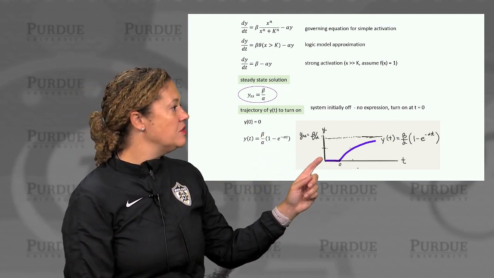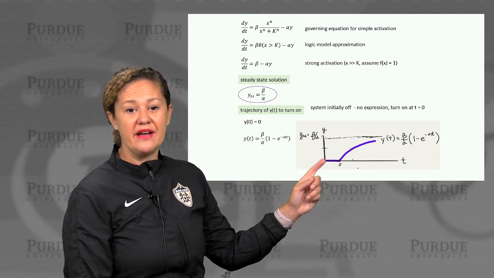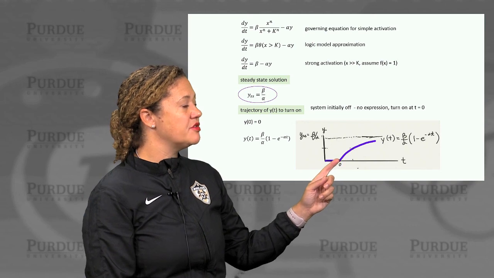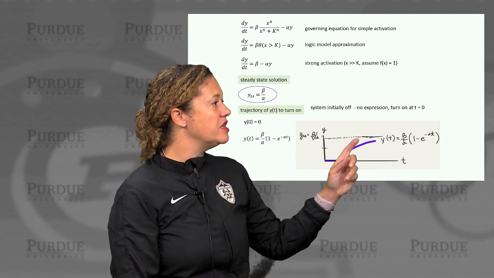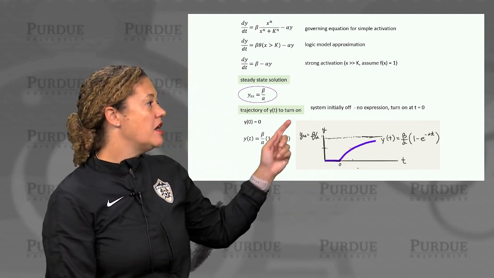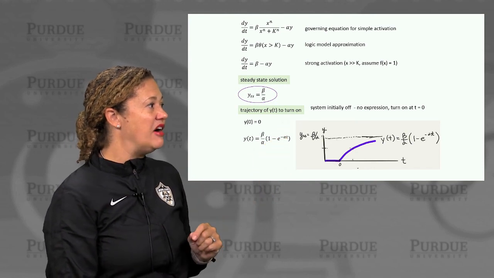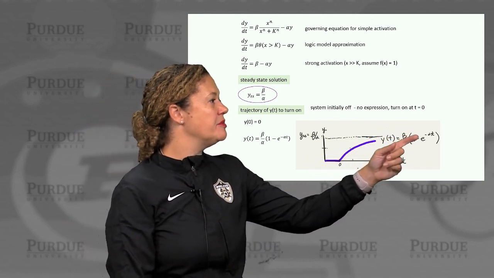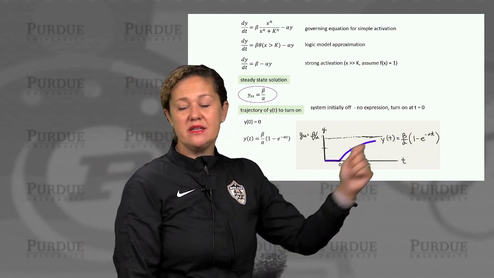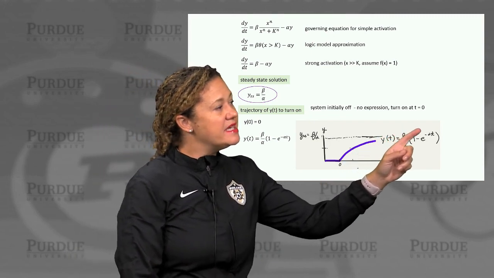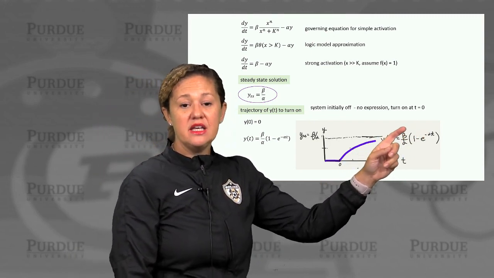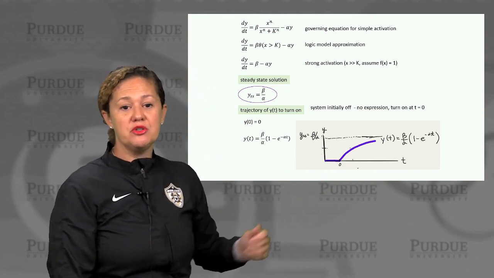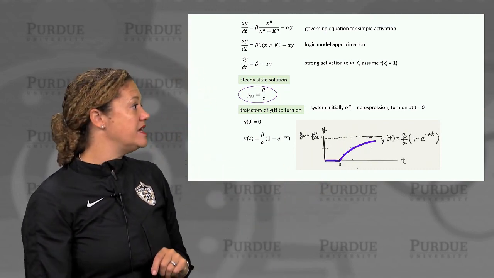So now we look at the trajectory of our Y value. We start at 0, and then at time equals 0, when the system turns on, Y starts to increase and approach our steady state value, which is beta over alpha. How quickly does it approach that? Well, that is determined by our 1 minus e raised to the minus alpha t. So this alpha is really determining the dynamics of how quickly we approach our steady state value of beta over alpha.